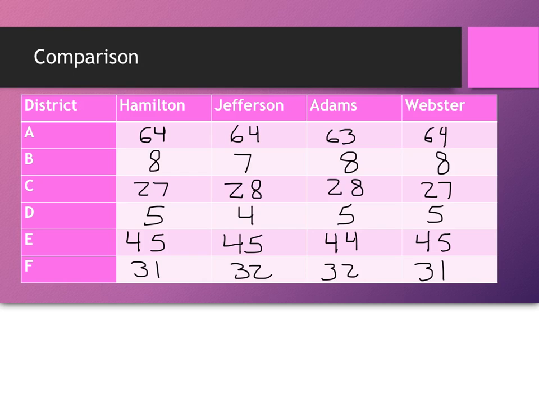If you lobby for Jefferson's method, then you're going to have A and E on your team, and B and C are going to be against you. If you lobby for Adams' method, A and E are going to be against you, and B and D are going to be for you.